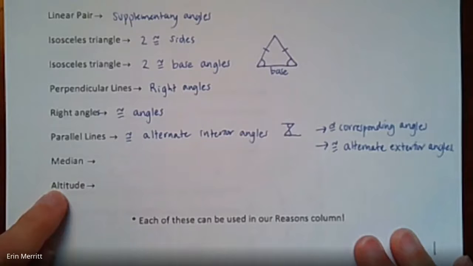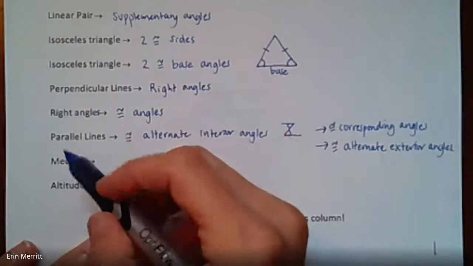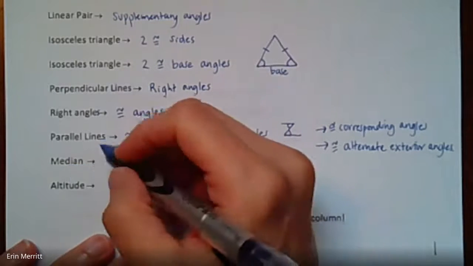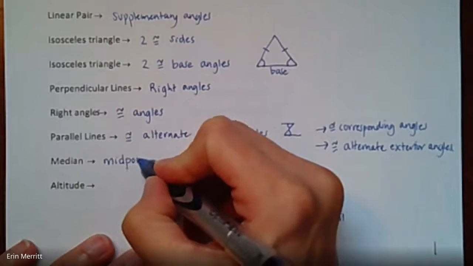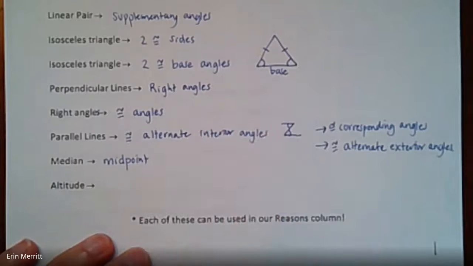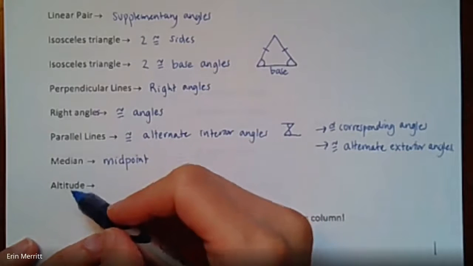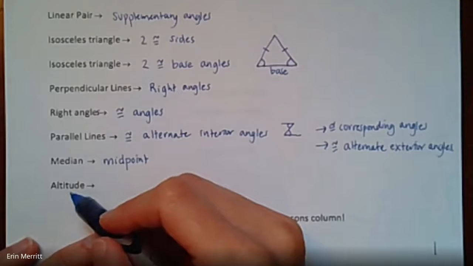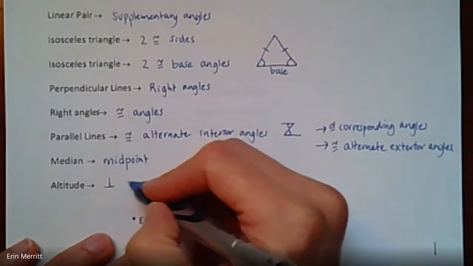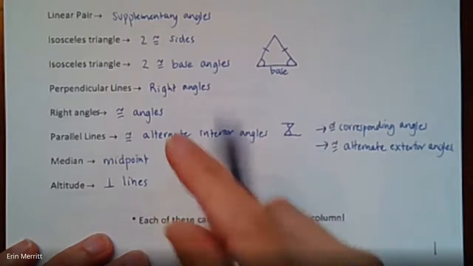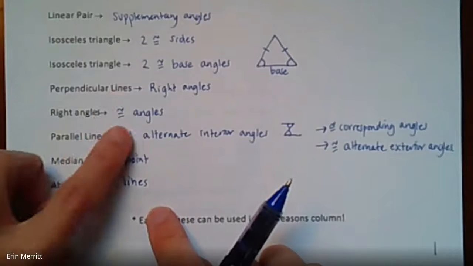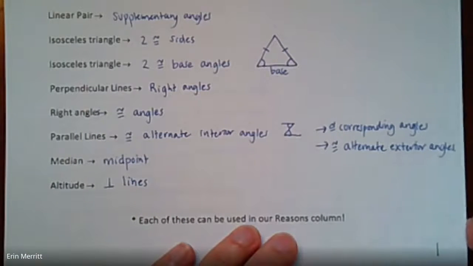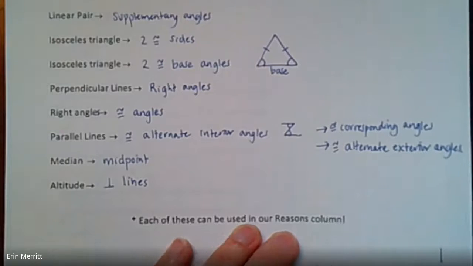As for median and altitude, we talked about how to construct these. A median is the segment that goes from the vertex to the midpoint. So if we're told something is a median, then we know that a certain point is a midpoint of a segment. And then again, if we have an altitude, that's constructed by dropping a perpendicular to a line. That means that we know that we have perpendicular lines. And then you'd be able to follow perpendicular gives me right angles gives me congruent angles, and so on. Right? So a lot of these, it's kind of like connecting the dots.